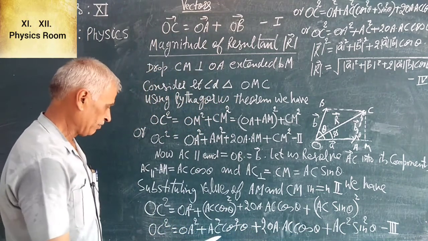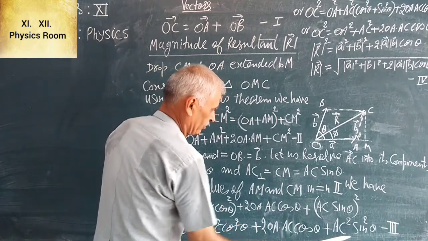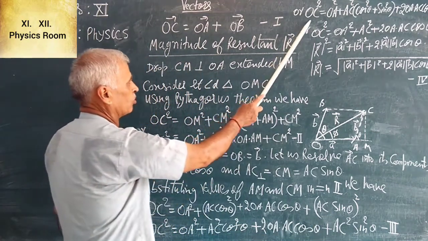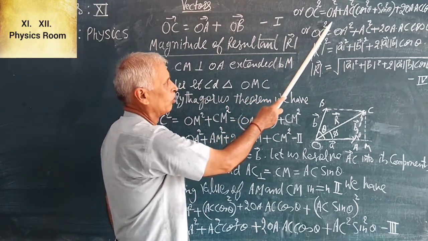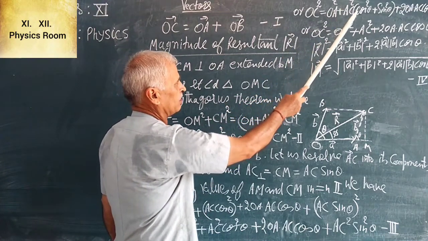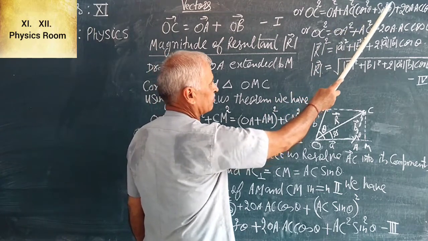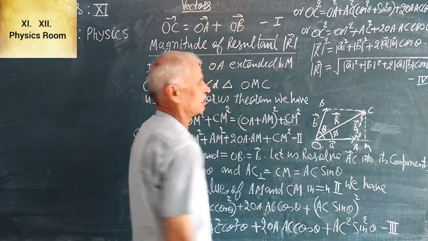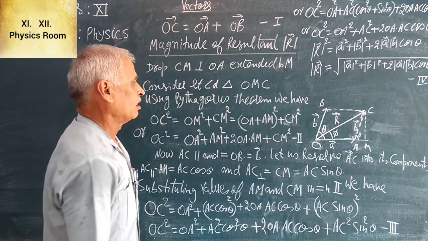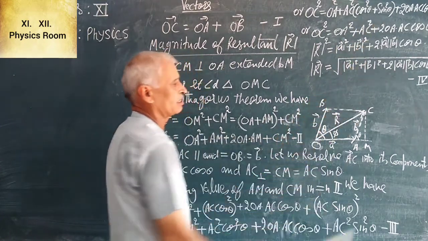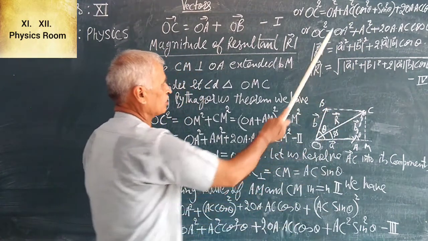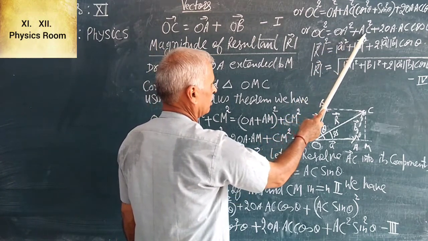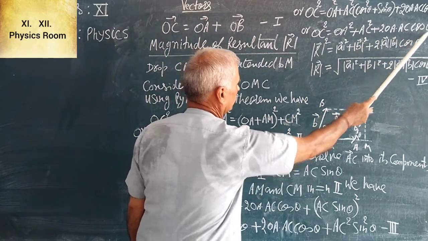In equation 3, we take AC square common between these two terms and write it as OC square is equal to OA square plus AC square common into cos square theta plus sin square theta plus 2 OA AC cos theta. Now since cos square theta plus sin square theta is equal to 1, we replace this expression by OC square is equal to OA square plus AC square plus 2 OA AC cos theta.